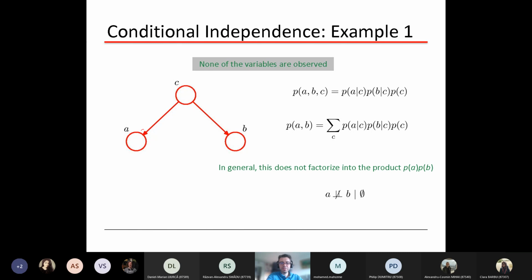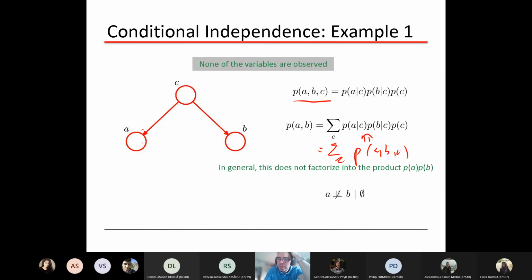And if none of the variables are observed, so if we don't know any of the variables, the joint probability of A and B and C, we can write it as P of C multiplied with P of A given C multiplied with P of B given C. So in order to find P of A and B, we need to apply the sum rule. So it's the sum over C of P of A, B, and C. This is what we say. And this is equal to this sum on the top.